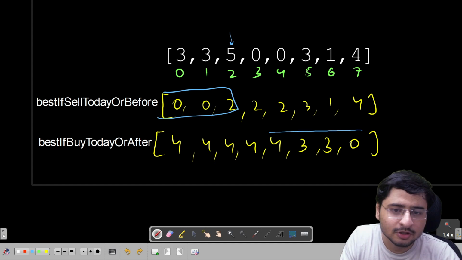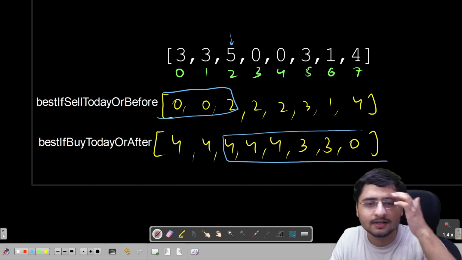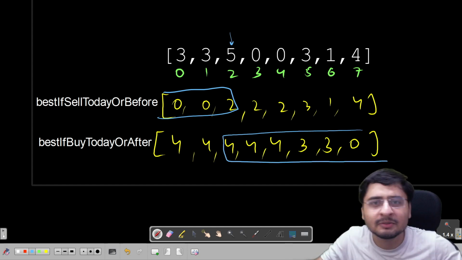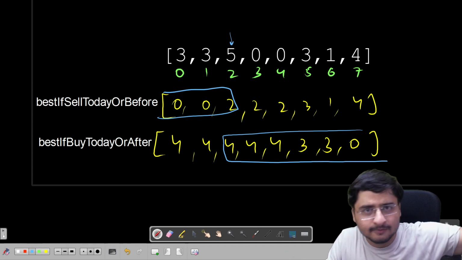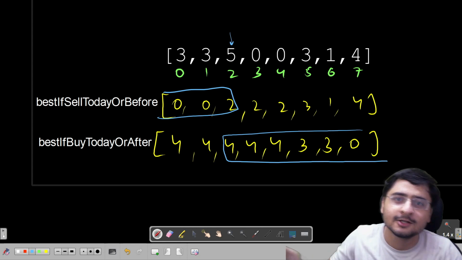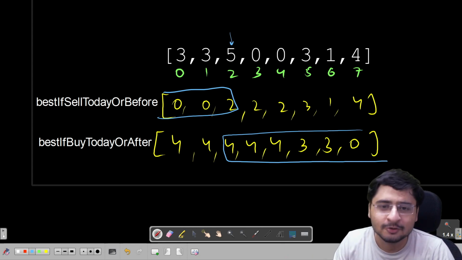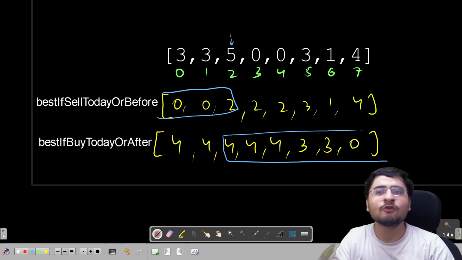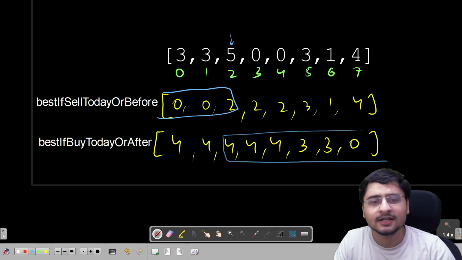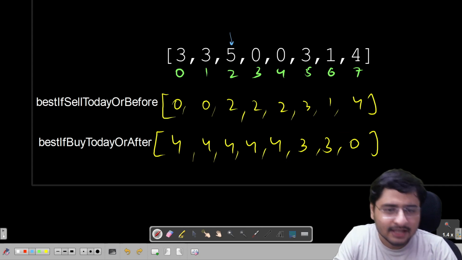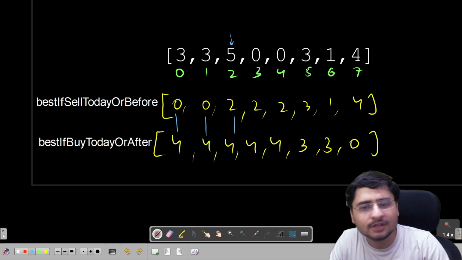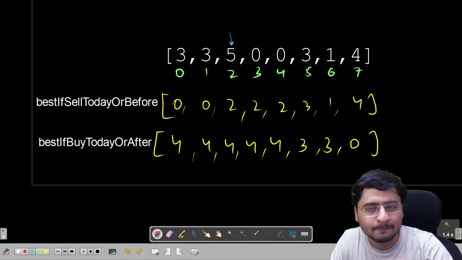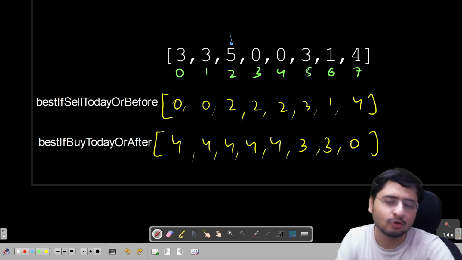If you consider this particular number now, both of them are becoming separate. One is selling today or before, and one is buying today or after. I hope you're getting what I'm coming to. Basically, if you consider every parallel number, it will tell you the best you're able to make if you're doing 2 transactions before or on that number.